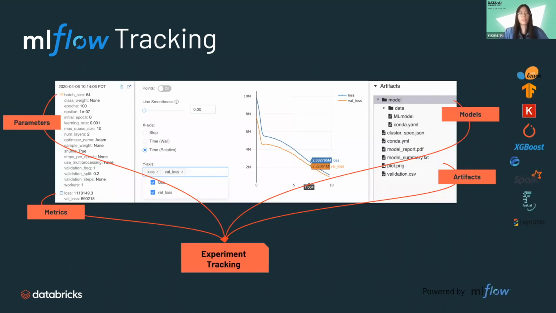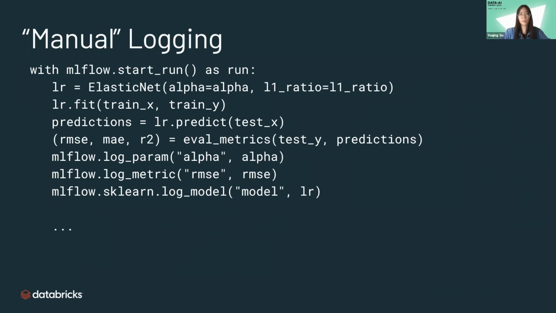So how exactly can I log the parameters, the metrics, the models themselves, as well as other artifacts under an experiment? The most traditional way to do it is through manual logging. For example, I have a code snippet right here on the screen. When you start an MLflow run, within it, you train the model, fit the model on the training data set, make predictions on the test data set, and calculate the evaluation metrics based on your preference, and to log each of the items that you would like to save with your MLflow experiment.